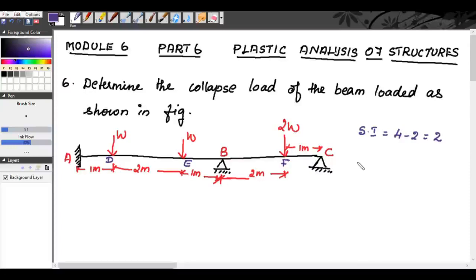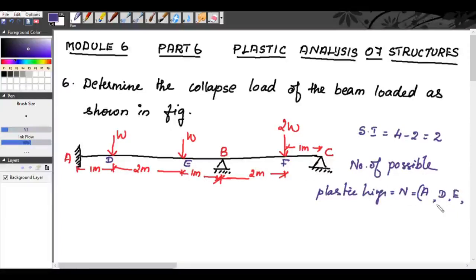The next step is the possible plastic hinges. How many plastic hinges are possible? Let us take that as N. You will have a hinge at A. You can have a hinge at D, that is under the concentrated load. At E you will have a hinge.